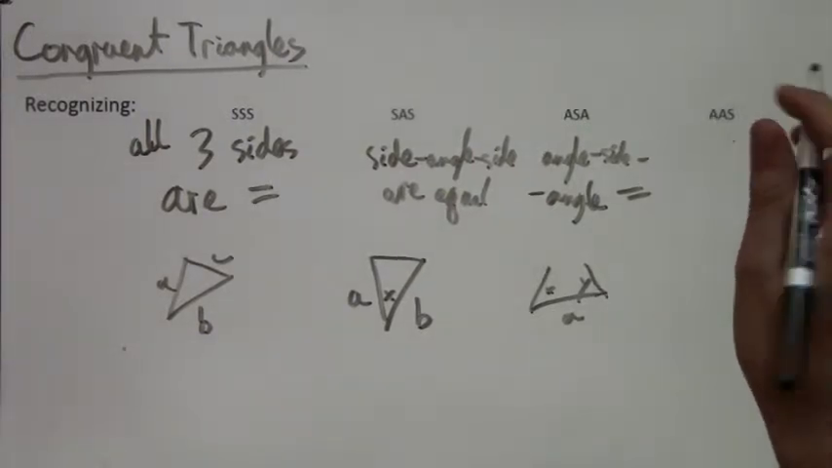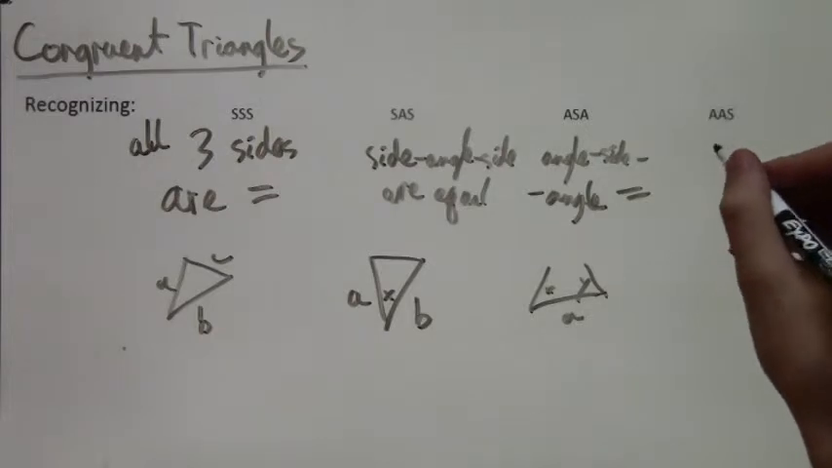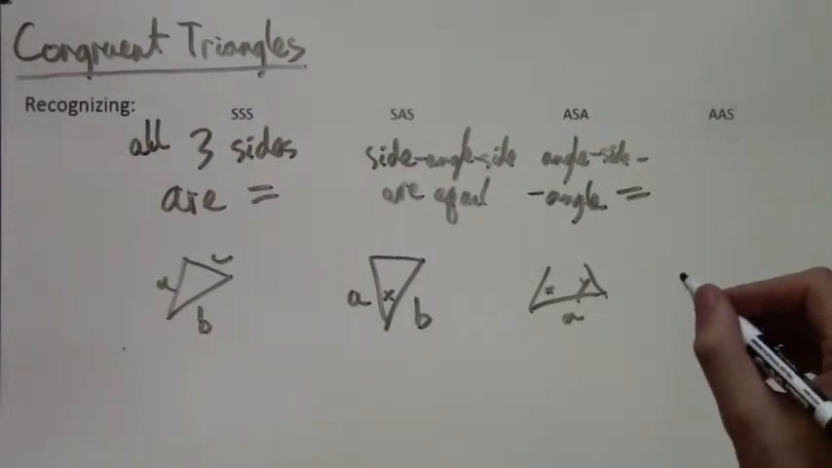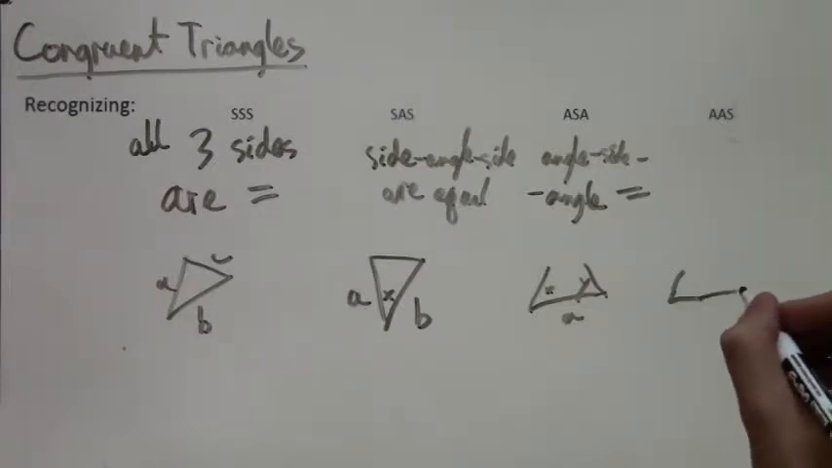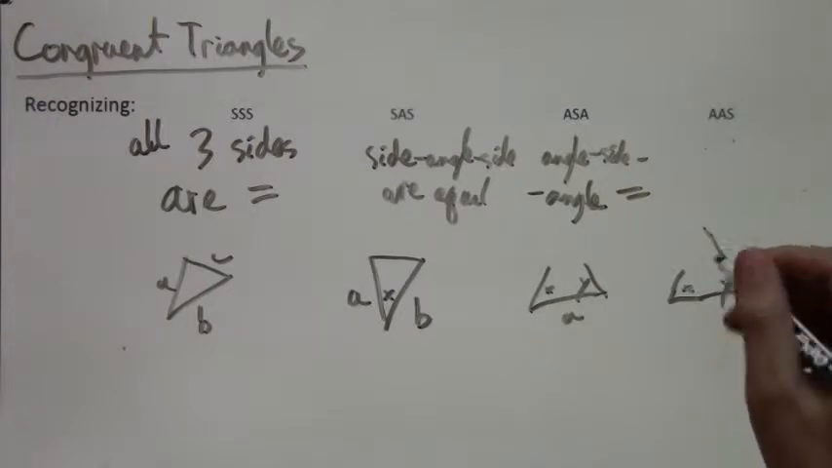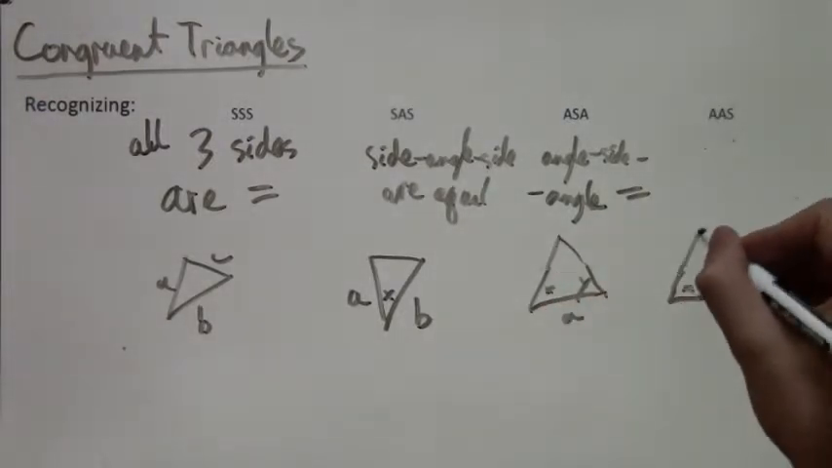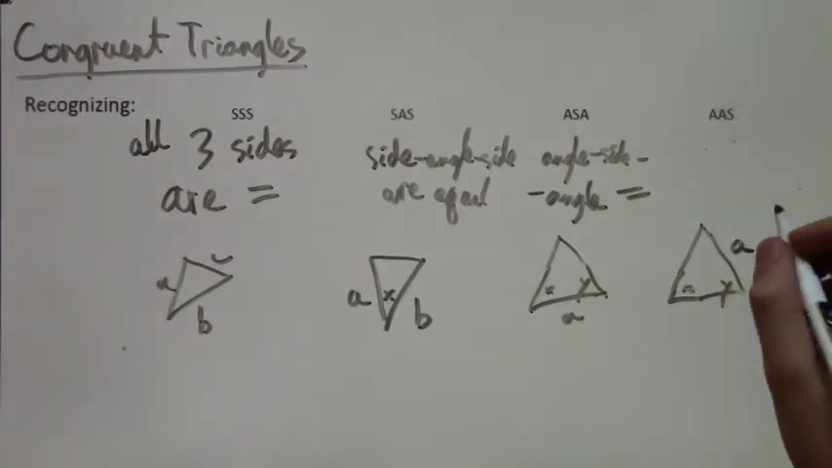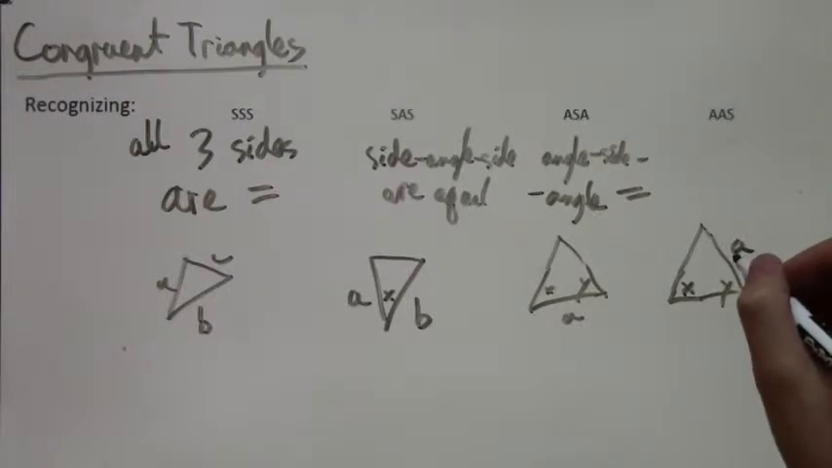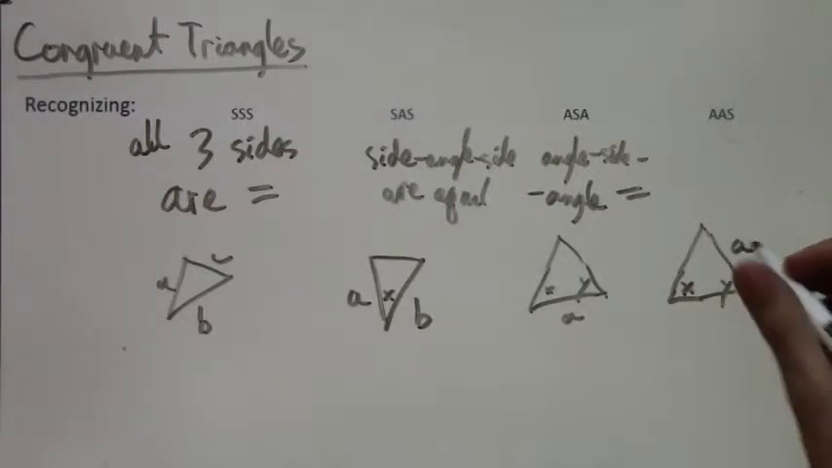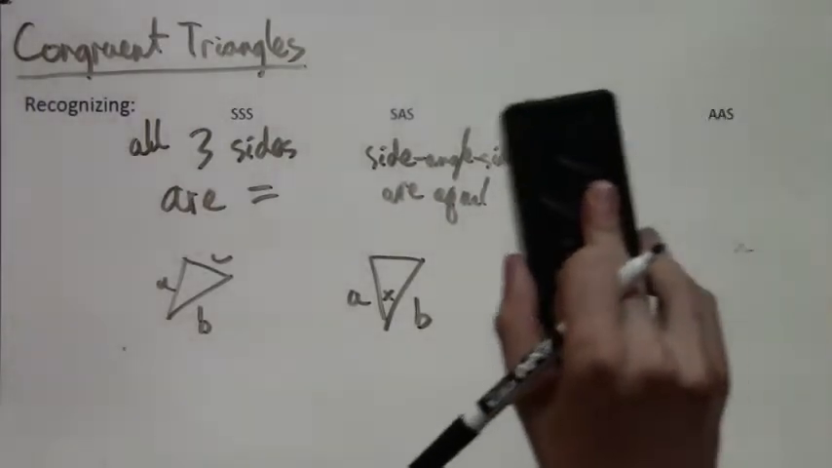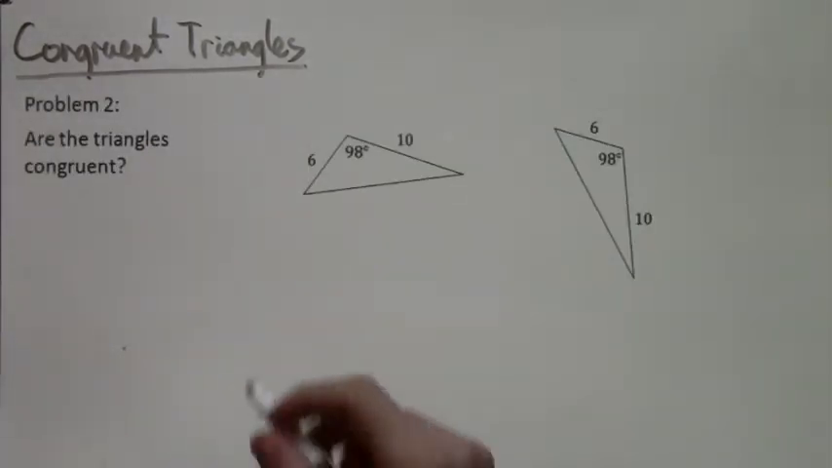And the final method of recognition is AAS. So we know two angles, and instead of the side in between them, we know another side. So we know the measures of two angles, but we don't know the length between the angles, but we do know another length. And if we know these three measurements for two triangles, and we know that they match up, then the two triangles have to be the same, or as we call it, congruent. So let's do a few examples to make sure we understand how this works.